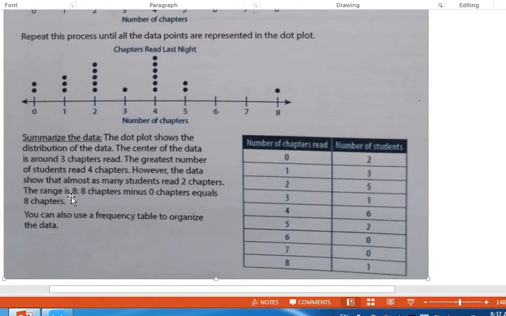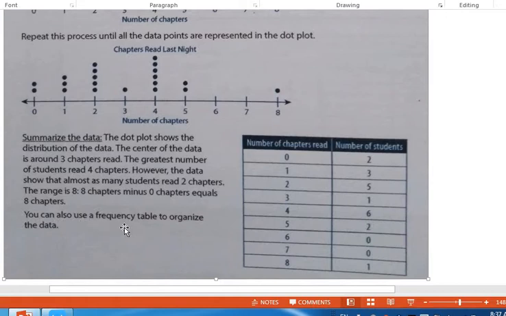So the range is 8 chapters minus 0 chapters, which equals 8 chapters. So 8 minus 0 gives me a range of 8 chapters.